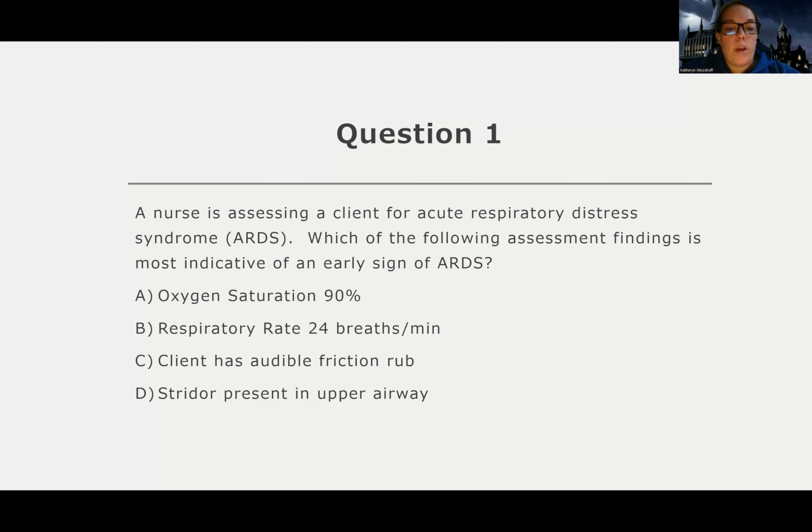Respiratory rate, 24 breaths per minute. Well, that sounds kind of right. I know that they breathe fast, especially in the beginning. So, I mean, that sounds like distress. So that's a potential. Client has an audible friction rub.